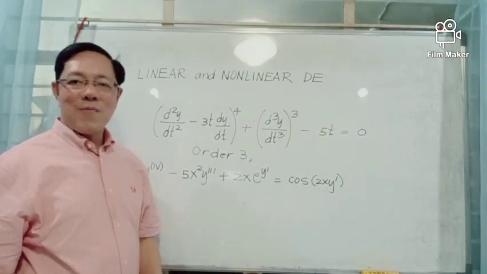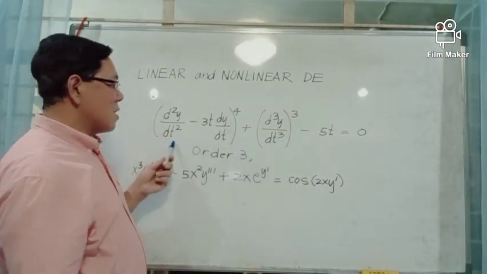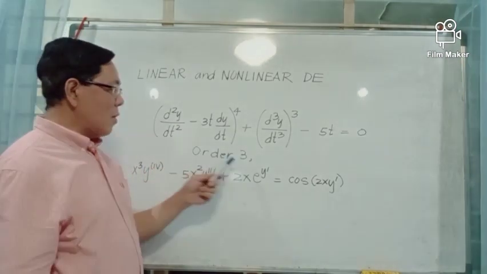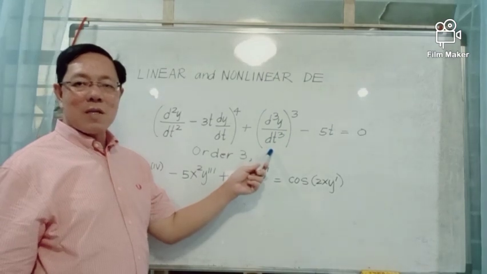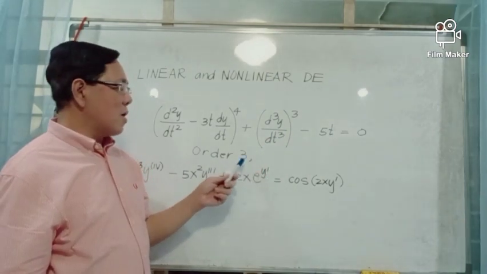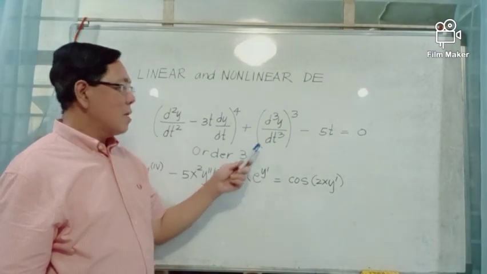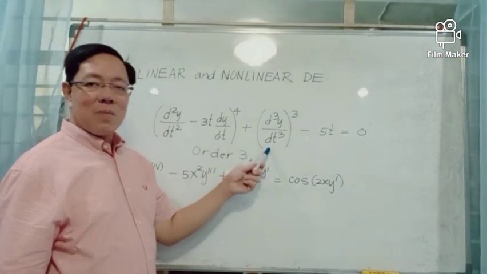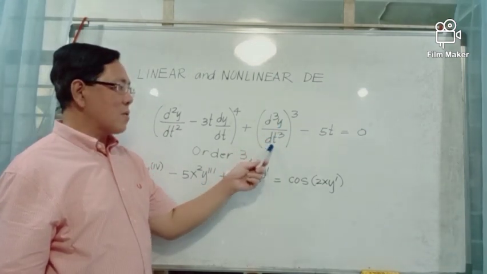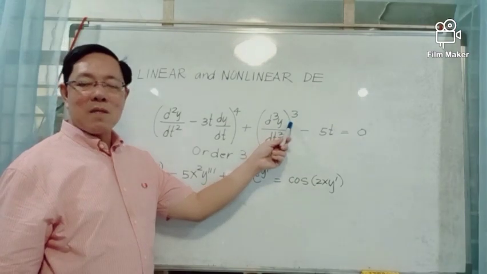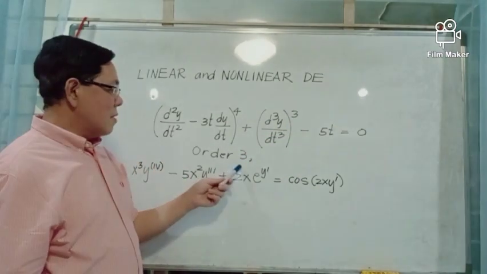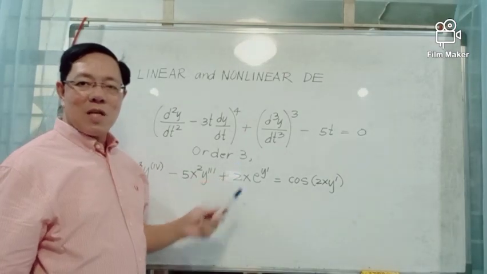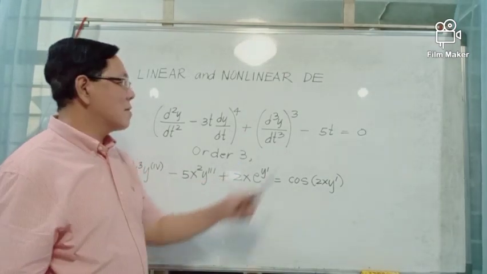Now, the degree of this third order ordinary differential equation is given by the exponent of the highest derivative. This is the highest derivative, the third derivative of y with respect to t, and its exponent is 3. Therefore, this third order ordinary differential equation has degree 3.